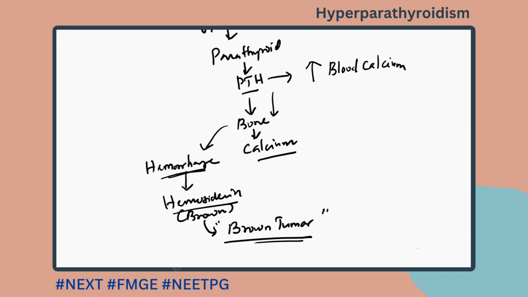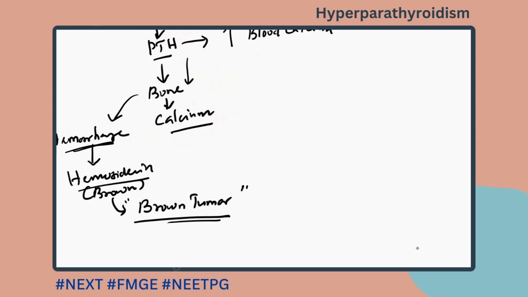Whenever hyperparathyroidism occurs, the vertebra gives an appearance called rugger jersey spine appearance.